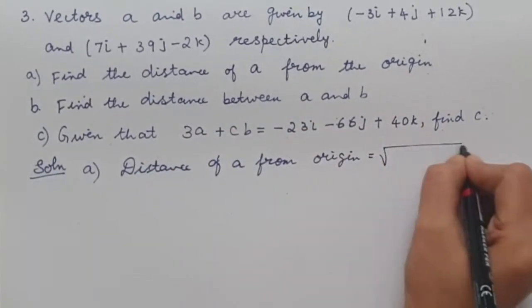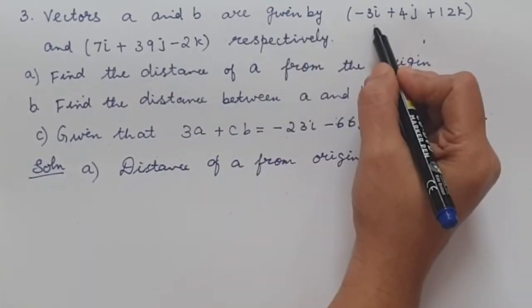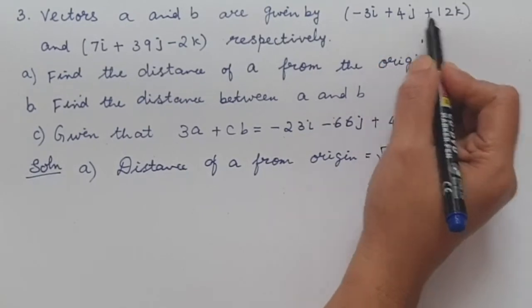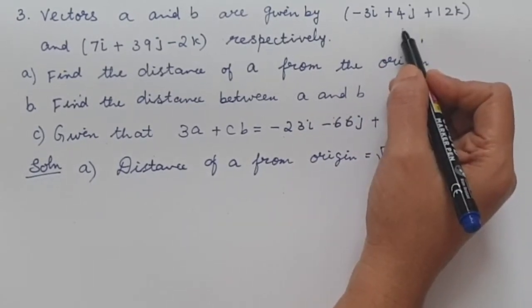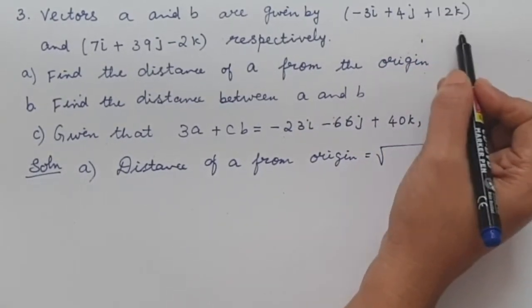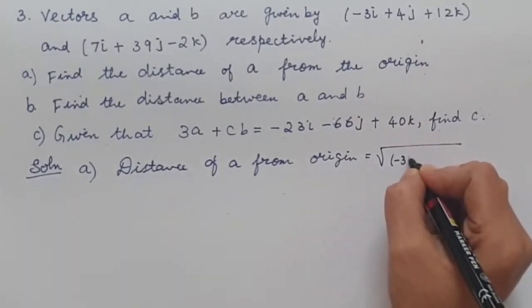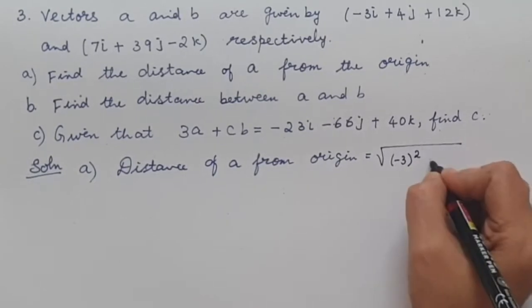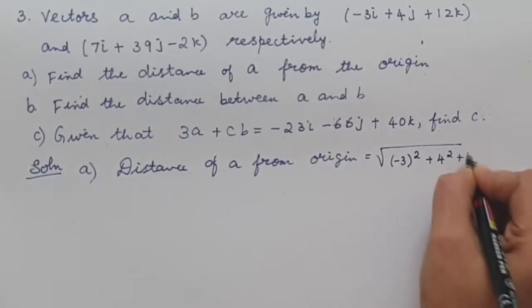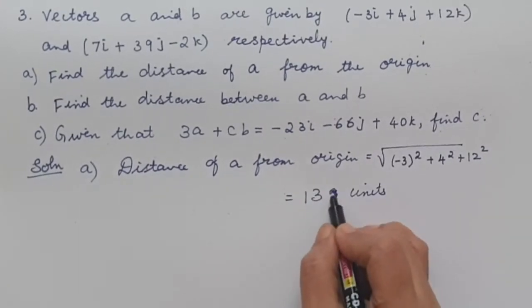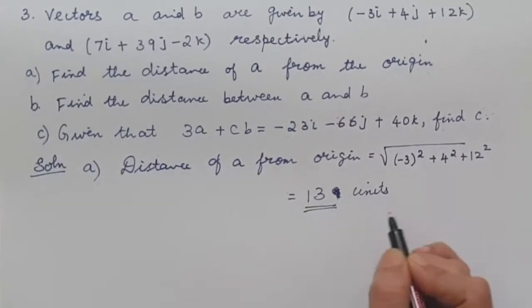Origin will be equal to, this first vector is A. This distance is x1 minus x2 the whole square plus y1 minus y2 the whole square plus z1 minus z2 the whole square. Here our origin is zero, so it will be only minus 3 minus 0 the whole square. So it is only minus 3 square plus 4 square plus 12 square. When we simplify it, we get our answer as 13 units. This is our answer for it.